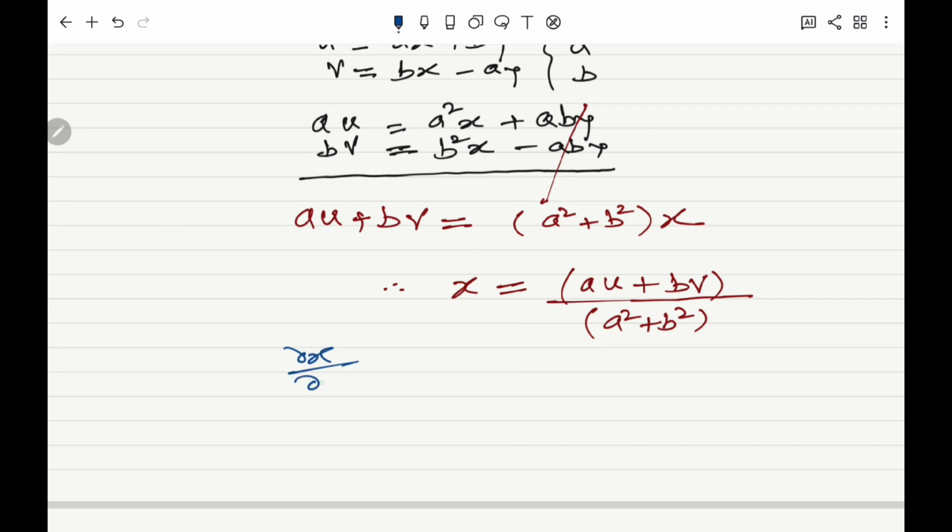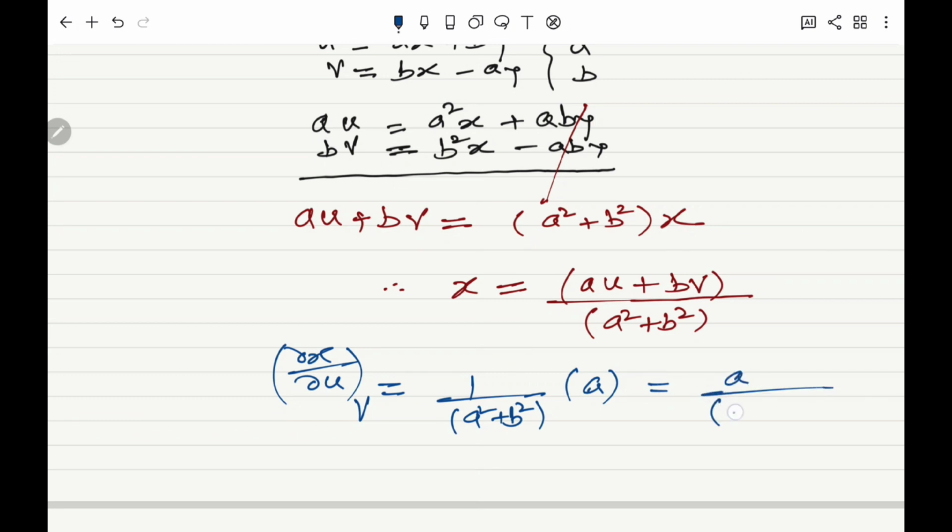Differentiation of x with respect to u keeping v constant, we get 1 upon a square plus b square, as it is a constant term. And the derivative of au with respect to u is a, and the derivative of bv is 0, therefore multiplying by a, we get that term as a divided by a square plus b square. We call this equation 2.